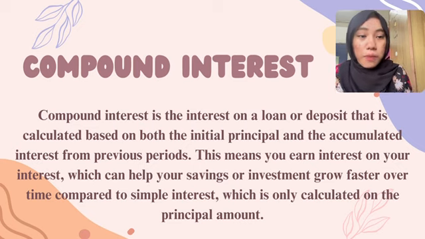Compound interest. Compound interest is the interest on a loan or deposit that is calculated based on both the initial principal and the accumulated interest from the previous periods. This means you can earn interest on your interest, which can help your savings or investment grow faster over time compared to simple interest, which is only calculated on the principal amount.